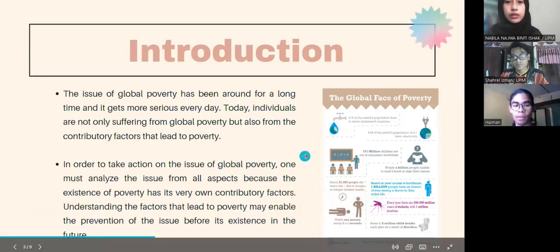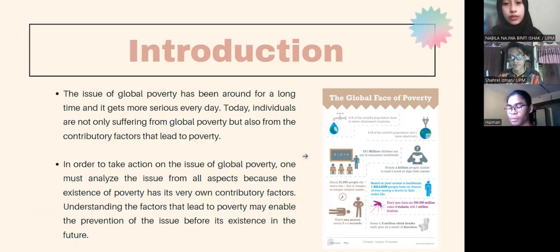Our objective in choosing this topic is to raise awareness of the global poverty crisis. The issue of global poverty has been around for a long time and it gets more serious every day. Today, individuals are not only suffering from global poverty, but also from the contributory factors that lead to poverty.